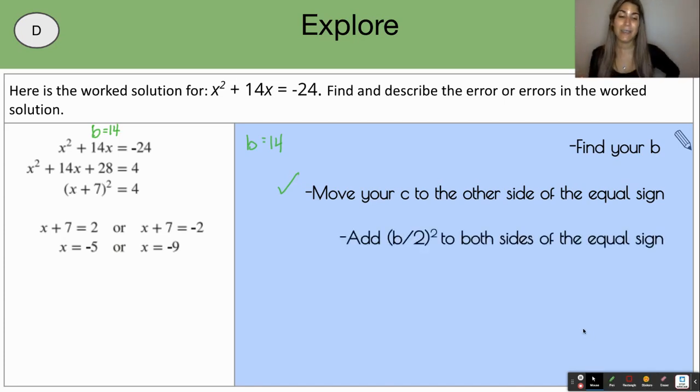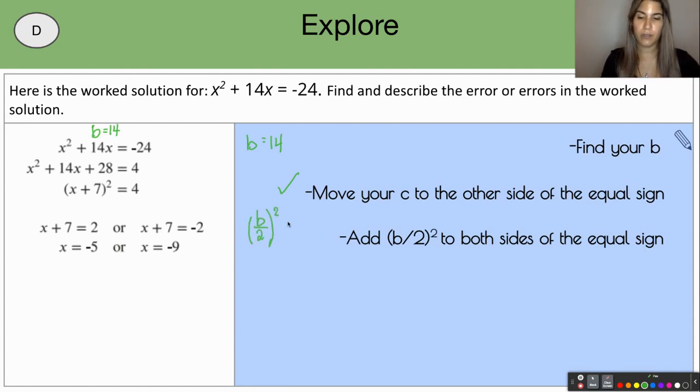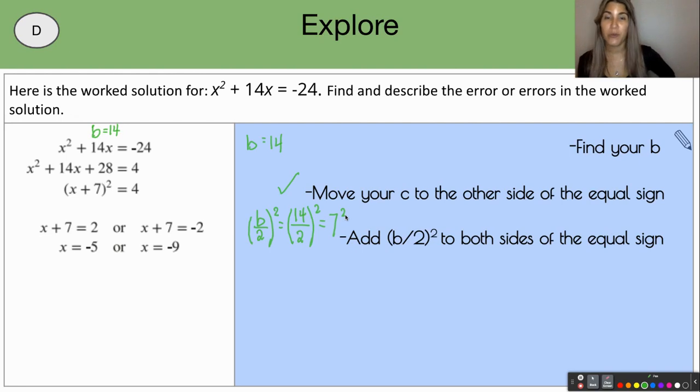The next step says add b divided by 2 squared on both sides. So I'm going to substitute into b divided by 2 squared. My b is 14, so 14 divided by 2 squared. 14 divided by 2 is 7, and 7 squared. What is 7 squared? What is 7 times 7? Well, 7 times 7 is 49.